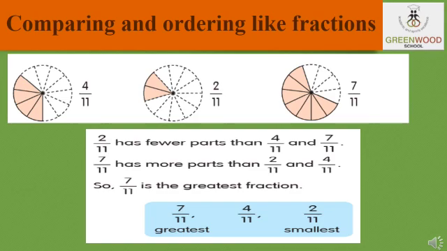So how will we identify? 2 by 11 has fewer parts than 4 by 11 and 7 by 11, while 7 by 11 has more parts than 2 by 11 and 4 by 11. So 7 by 11 becomes the greatest fraction. So first will come 7 by 11, after that 4 by 11, and last 2 by 11, the smallest one. Over here the denominator is the same, so we compare the numerators.